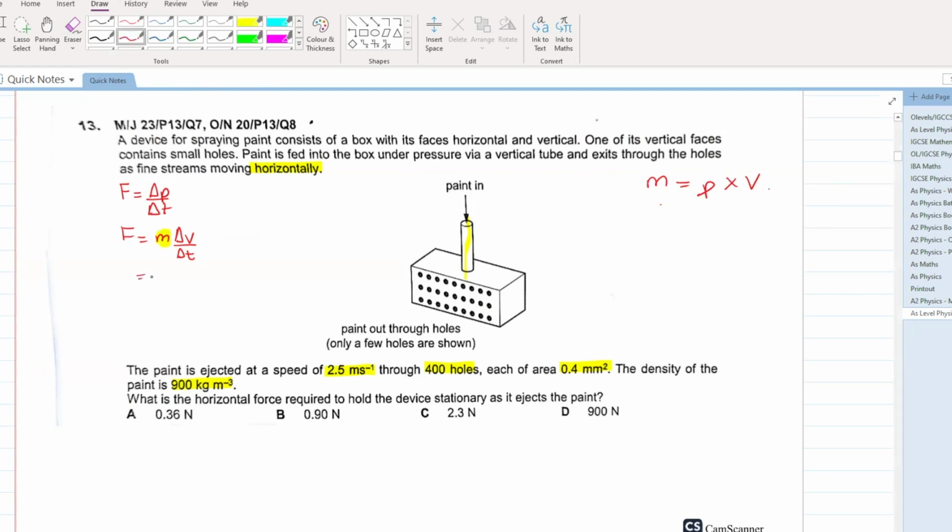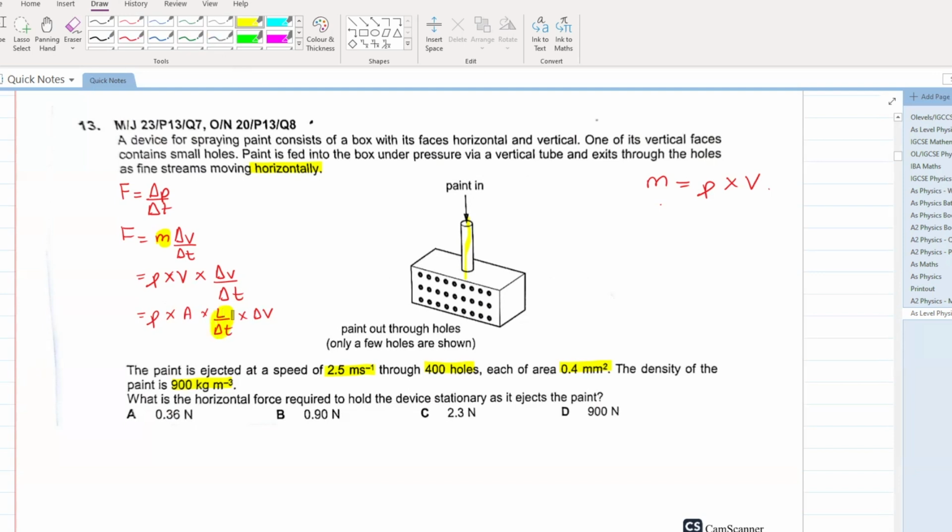Substitute this mass here. Density into volume, into change in velocity over change in time. Perfect. Now, what can you break down your volume into? Volume can be broken down into what? Area into length over time into change in velocity.